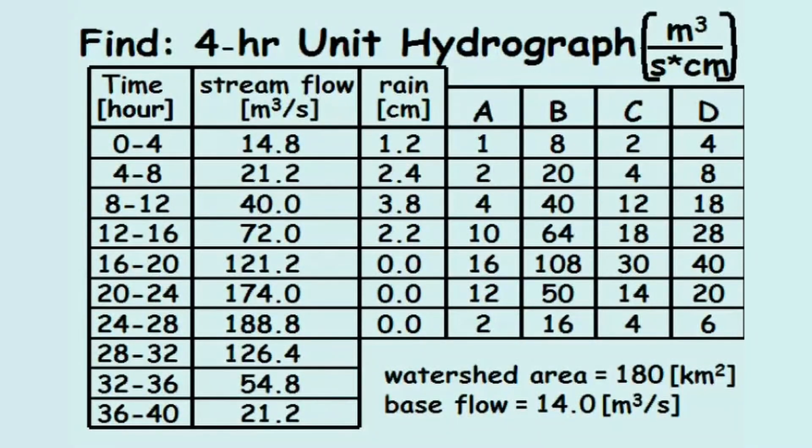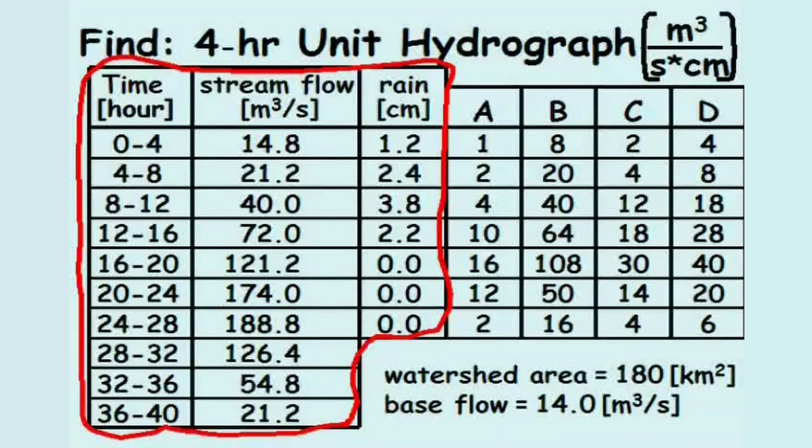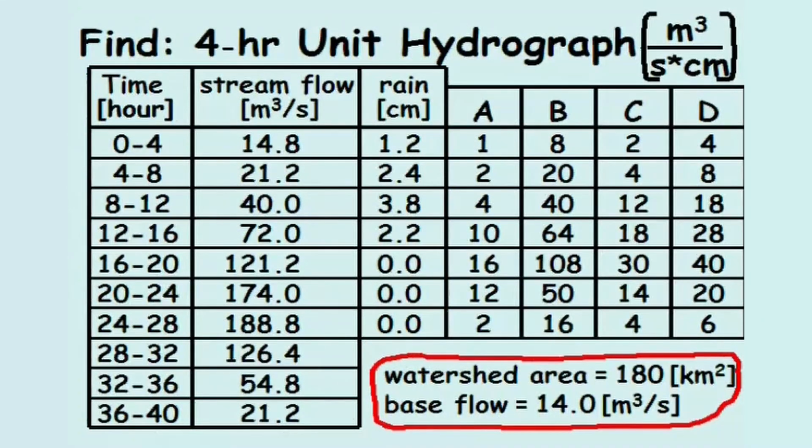Find the 4-hour unit hydrograph in cubic meters per second per centimeter of excess rainfall. In this problem, stream flow and rainfall data from a given storm are provided in 4-hour increments. The watershed area and base flow rate are also provided.